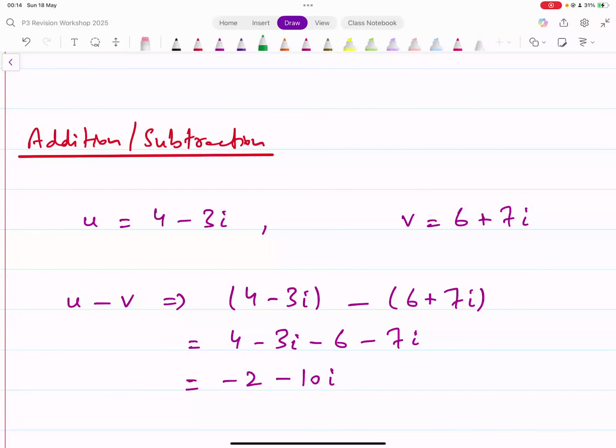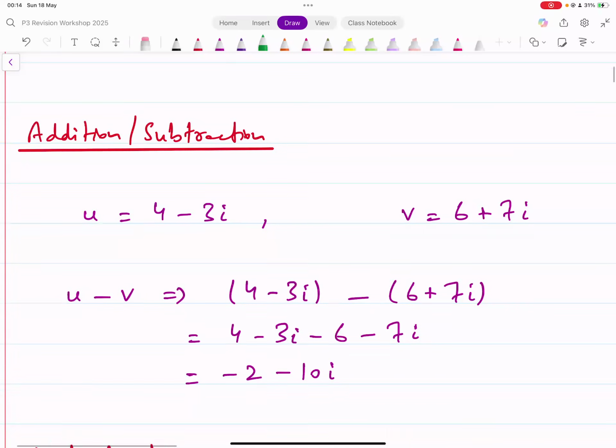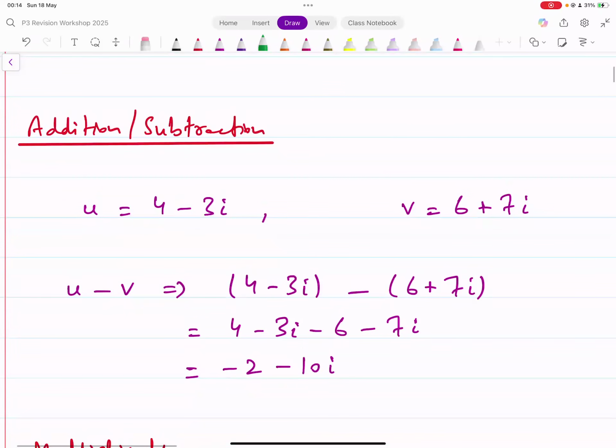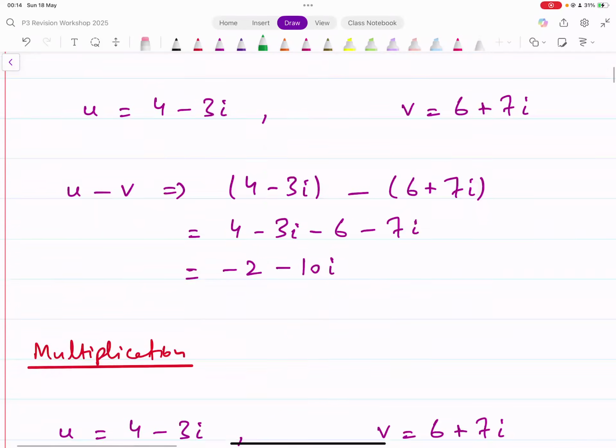Addition and subtraction work like they do for any expressions in terms of x, y, for instance. Just add and subtract the like terms. The real parts get added and subtracted to each other. Imaginary parts get added and subtracted to each other, right? You can see that here.